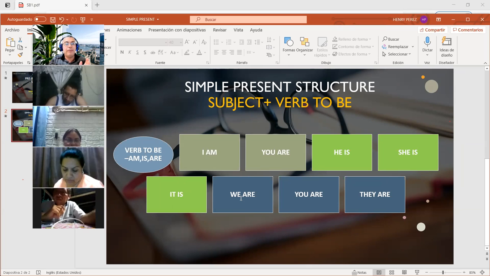Y luego el verbo se mantiene en plural. We eat pizza, you eat pizza, they eat pizza. Por eso el inglés es más fácil que el español. Nomás cambia el verbo dos veces en presente simple, right? Present simple. All right?